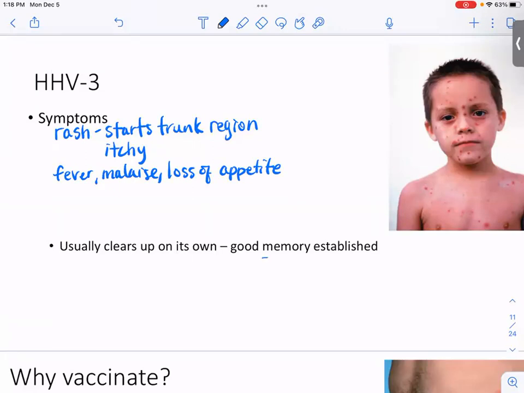But again, it usually resolves on its own. And good memory cells are established, so people typically don't get it again. Sometimes if somebody had a really mild case or had it when they were really young, then there's potential to get it again. So when the vaccine for this came out in 1995 or so, there was a bit of a controversy because people said, why do we need to vaccinate for an illness that's not that severe?